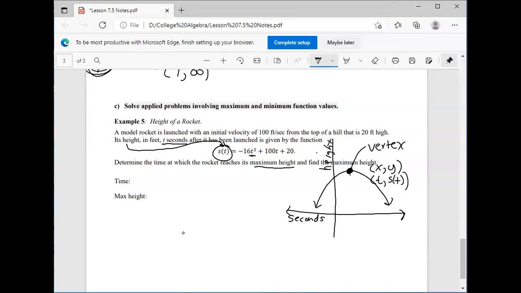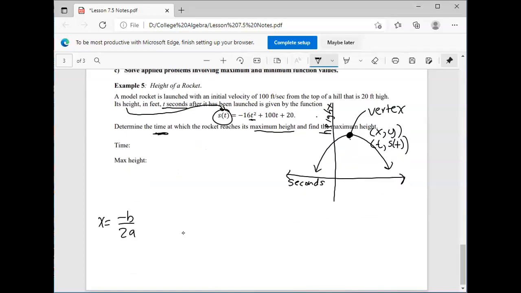So what we're actually looking for, this is important. You got to decide which one you're looking for, x or t. And it says determine the time. So we want to know what x is right here, at which the rocket reaches its maximum height, and then find the maximum height, which would be the y value. Okay. So we need to do this: x equals negative b over 2a.